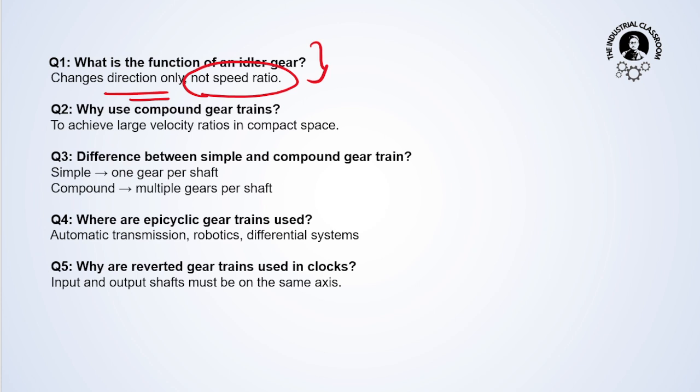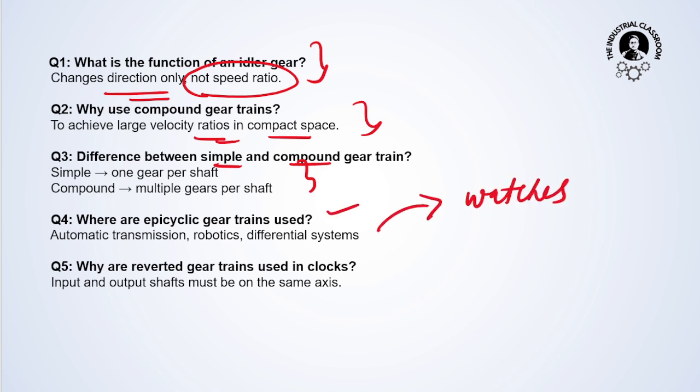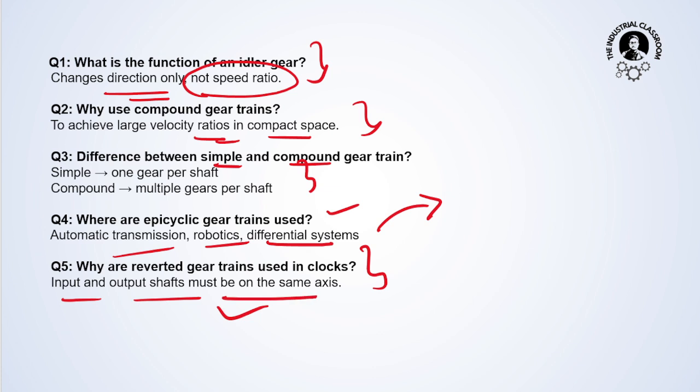Why use compound gear trains? To achieve a large velocity ratio in a compact space. What is the difference between simple and compound? We learned the differences in the shaft. Where are epicyclic gear trains used? Mainly in watches and clocks, right? Sorry, we are talking about the epicyclic. Here these are used in automatic transmission, robotics, differential. Reverted gear trains are used in clocks. Why? Because the input and output shafts must be on the same axis.